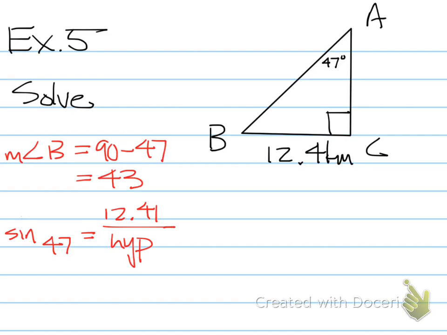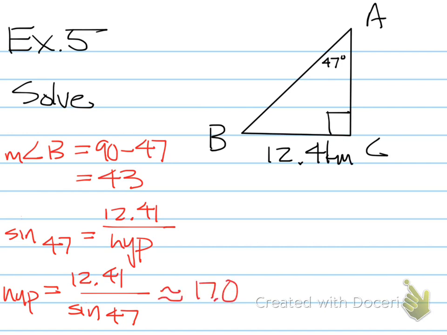So with respect to that 47-degree angle, BC is opposite that angle, and AB is the hypotenuse. So to find AB, I would set it up as the sine of 47 equals the opposite side, 12.41, over the hypotenuse. And I can just flip-flop the sine 47 and the hypotenuse. So when I divide 12.41 by the sine of 47, I get approximately 17.0.